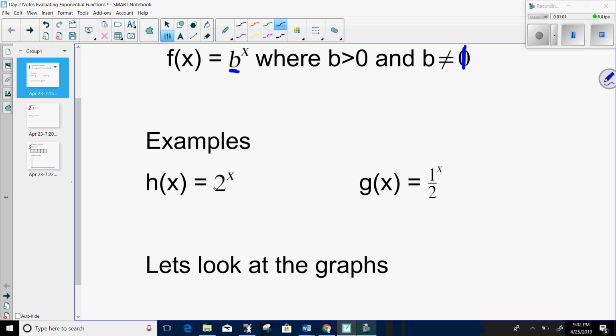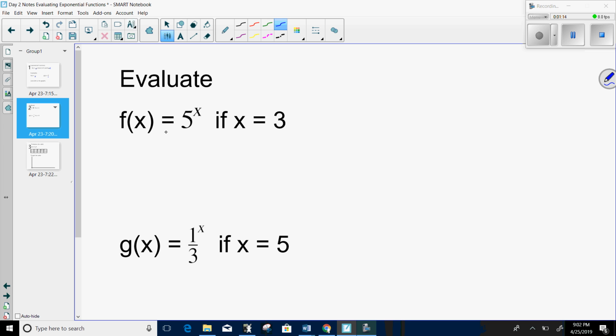So here are a couple examples. Notice it's a base of 2 raised to an exponent that is a variable. Notice over here, the base is 1/2 raised to some variable. Okay? So let's look at how to evaluate. So if I was going to evaluate this, f of x equals 5 raised to the x, all you do is you plug 3 in there, and then you evaluate. 5 to the third is 5 times 5 times 5, which would be 125.